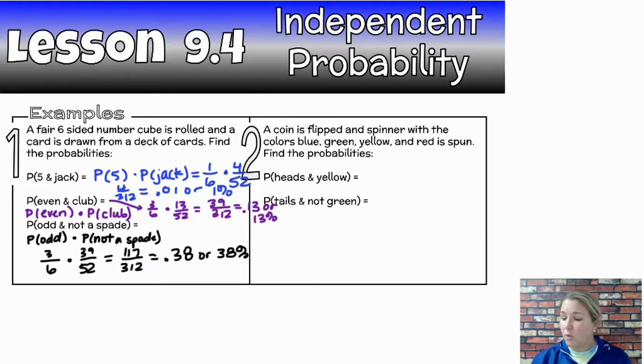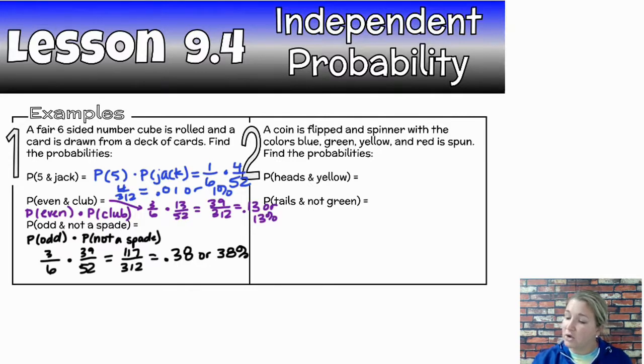All right, so 117 over 312 doesn't really tell me much. It tells me it's about a third, but I like that when you see the percent, you can just see it a little bit better and know the likelihood of that happening, which is what probability is all about.